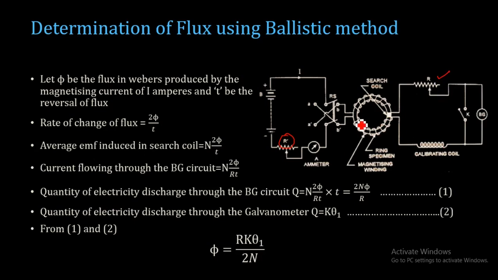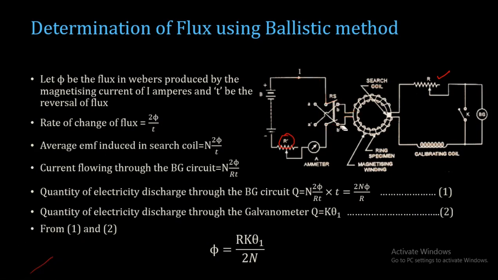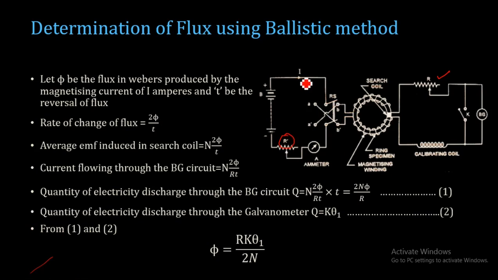What happens is that the current I can be controlled using this rheostat, and you have a reversal switch also given. Once the switch is connected to this B, the connection will be like this. Once you connect it here to A A dash, your connection will be like this.